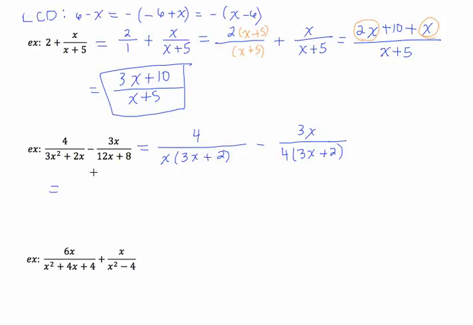So, for example, this first fraction, let's rewrite it. Okay, the lowest common denominator is going to be the product of all these factors down here. Now they both already have a 3x plus 2, so that's taken care of. However, this first fraction has an x and the second fraction does not. And the second fraction has a 4 while the first fraction does not. So what's missing in this first fraction is this 4. So we're going to need to multiply this first fraction by 4 over 4.